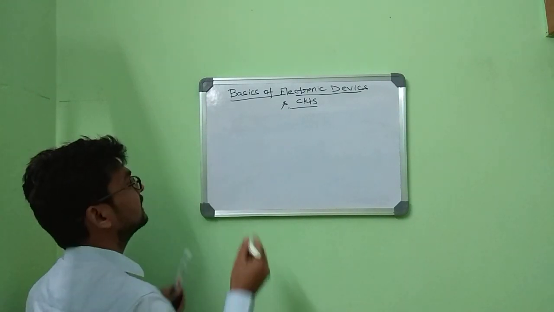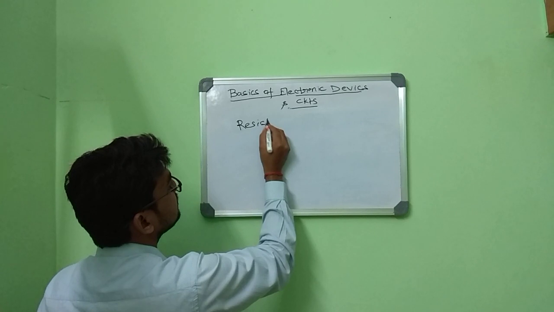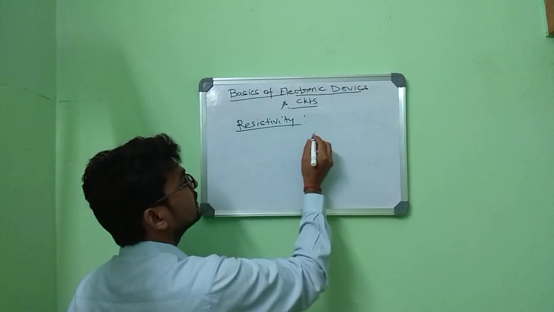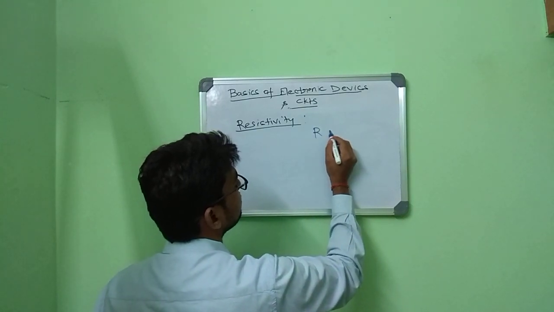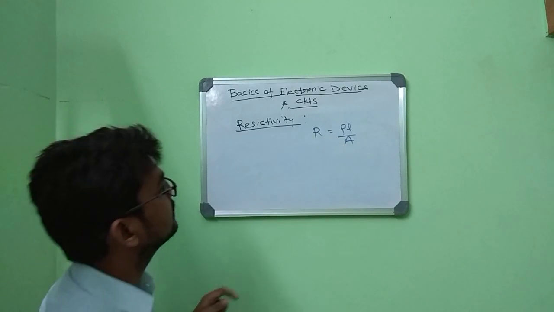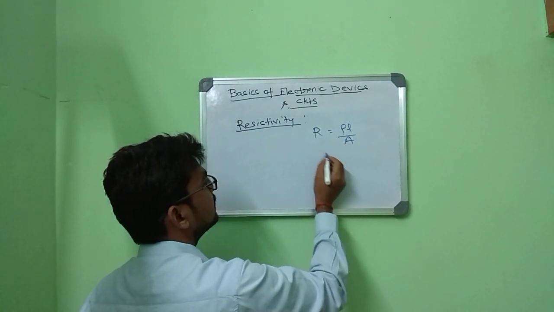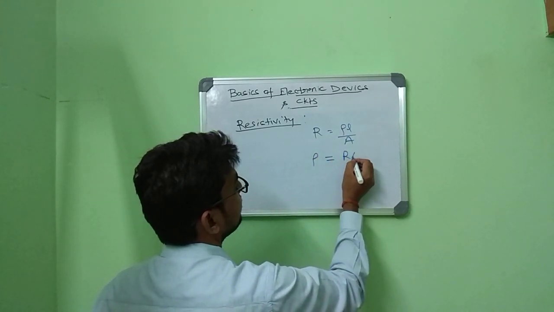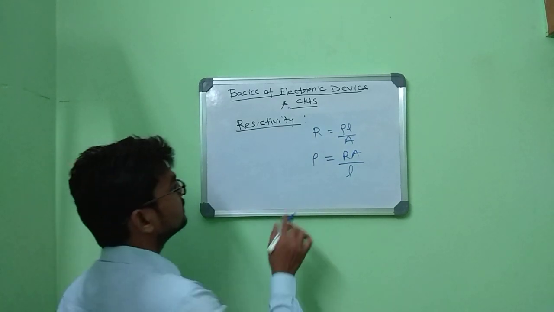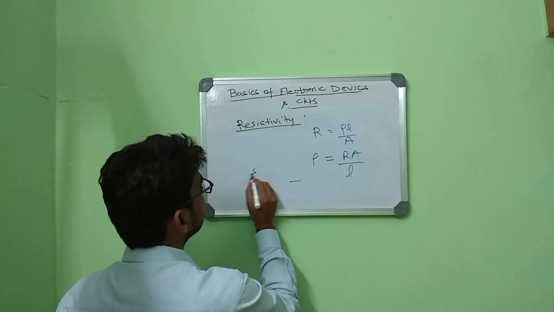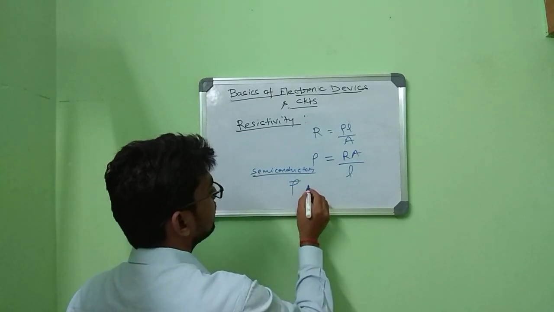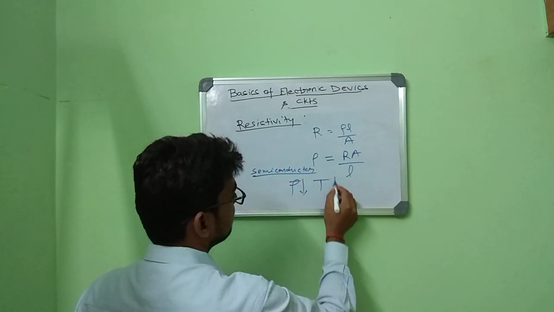And again, one interesting parameter coming: resistivity. Resistivity opposes the flow of current, you already know. This is the brief introduction. Resistance R is equal to rho L by A, where R is the resistance and rho is the resistivity. Then resistivity is equal to R A by L. This depends on the length of the wire. And for a semiconductor, if we increase the temperature, resistivity decreases.